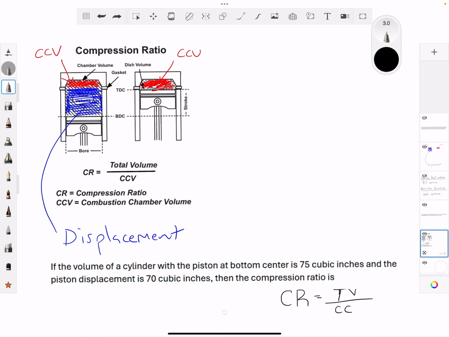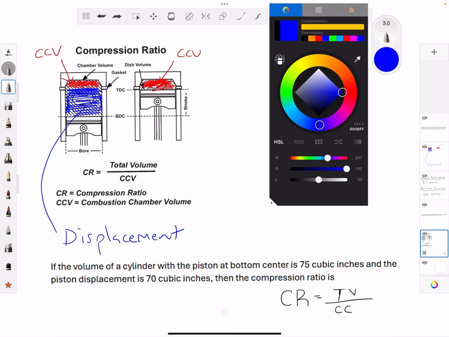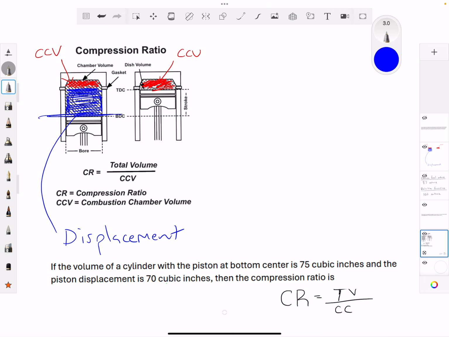Okay, perfect. So that being said, this problem is pretty simple if you understand the concept of what total volume is, what displacement is, and what the CCV is. So in this case, it gives us the piston at bottom center. If it's at the bottom center, that means it's down here. This volume at bottom center is the total volume. So the total volume is 75 inches cubed.